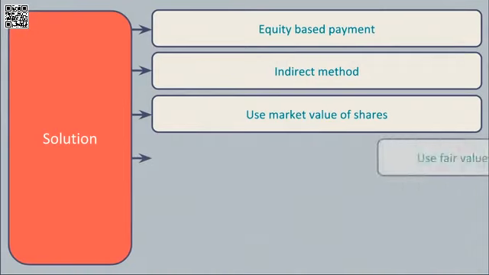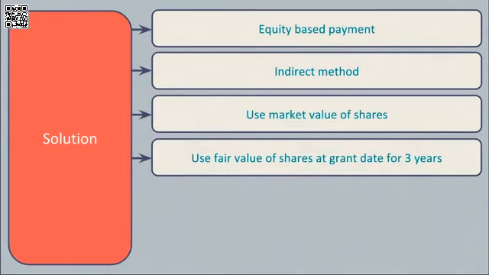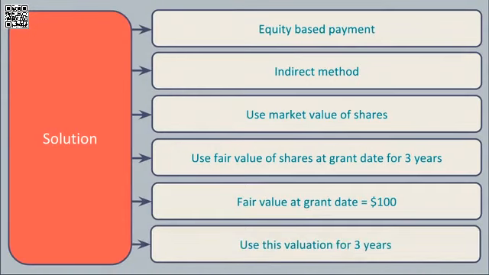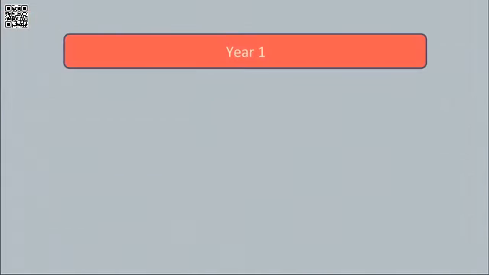Now, this is a 3-year period, meaning that surely their fair value changes over this time. You're right, it probably does, but we don't need to worry about that. Why? Because we will use the fair value of the shares at the grant date, 1 January year 1, which is $100. We will use this valuation throughout the 3-year valuation period. Let's go through how we record this year by year in the financial statements.